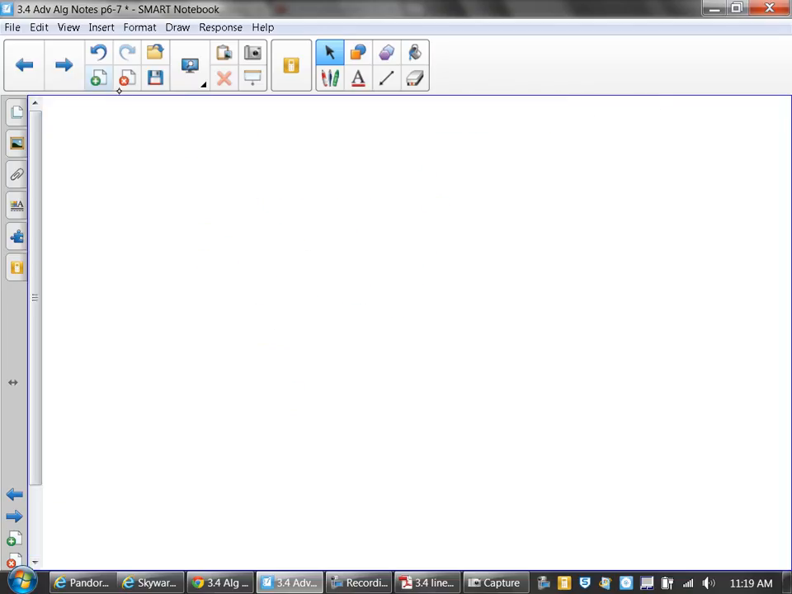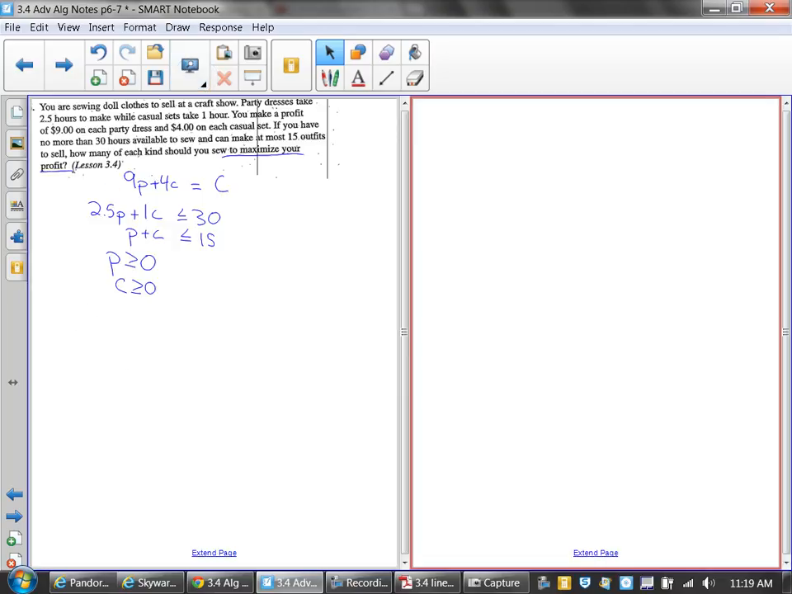Graph it. So let's get another sheet. First quadrant problem. I'll label my P and C. I have x-intercept on the P for what? 30 divided by 2.5 is 12, I believe. 12 and 30. Is it moving inward or moving outward? Inward. Inward. And then the other one has intercepts 15 and 15.